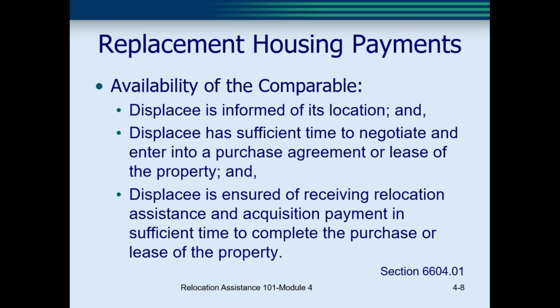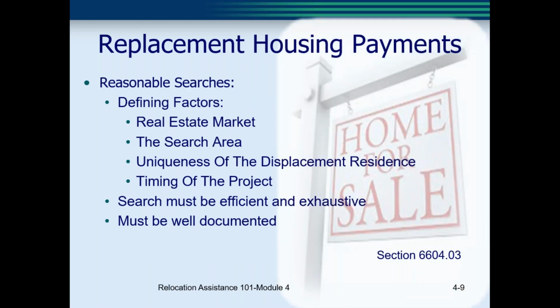So they have the money available to purchase or lease that replacement home. And usually for an owner, you're coordinating that with the realtor through the purchase agreement that the owner signs, saying it's contingent upon money being received from ODOT, just a kind of protection for the owner. So the factors that define a reasonable search are the real estate market, the search area, the uniqueness of the displacement residence, and/or the timing of the project.